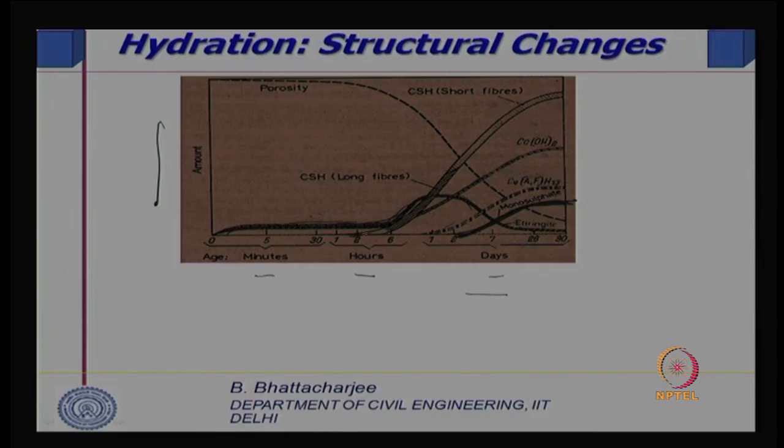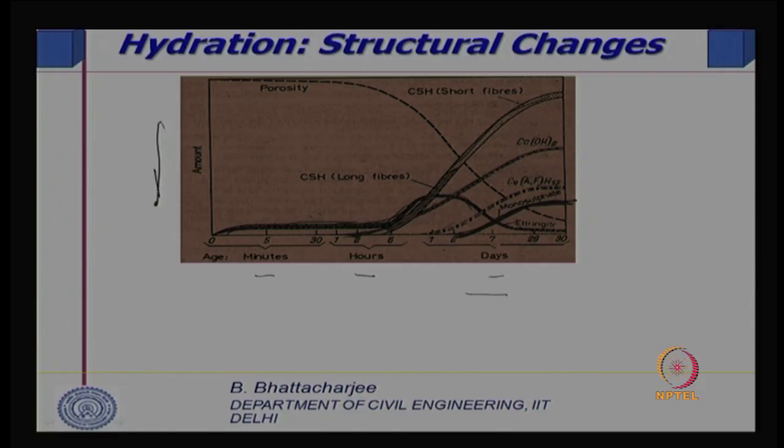CHS starts forming from about 7 to 8 hours. So it starts filling after some period of time, and then CHS would be produced in this manner. Different types of structural changes occur, from long fibers to short fibers, and calcium hydroxide is also produced.